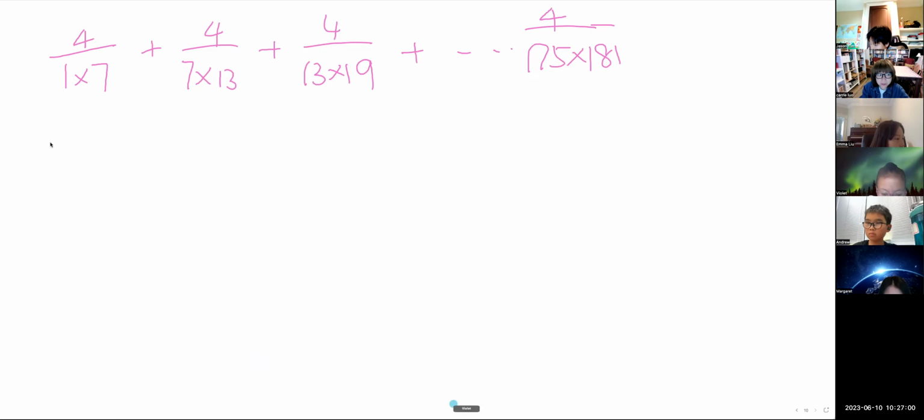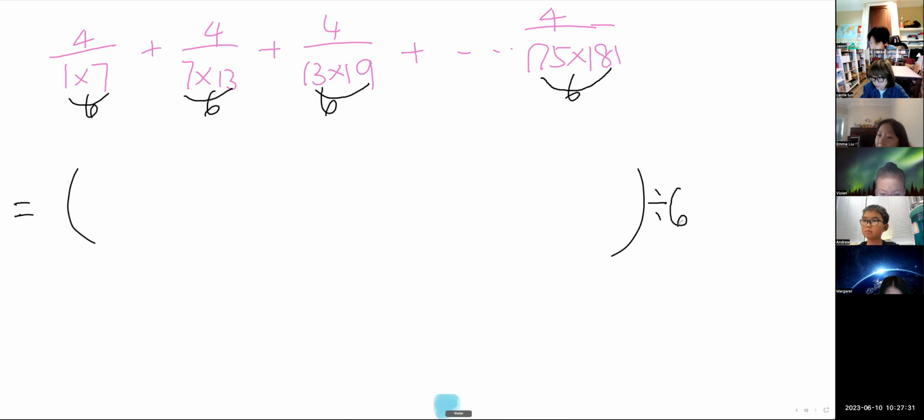Okay, so let's take a look at this one. Okay, so who can tell me? Andrew, can you tell me 1 and 7, 7 and 13, 13 to 19, and 175 to 181? What is the differences between each other? Six. Very good. So because this happened in the denominator, we know it's what? The bracket, you do whatever, you do what? Divided by 6. Understand?